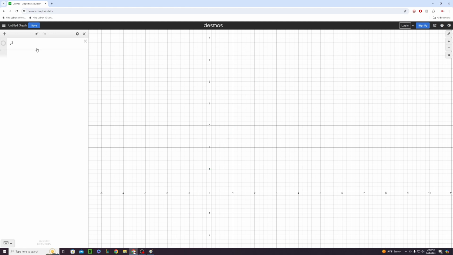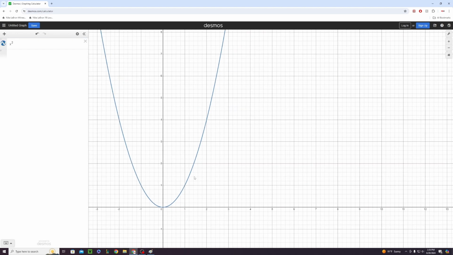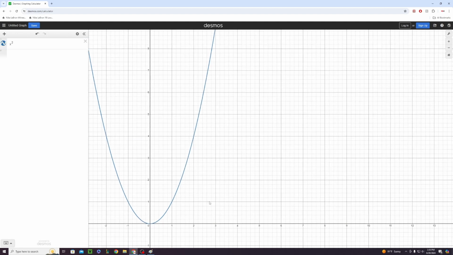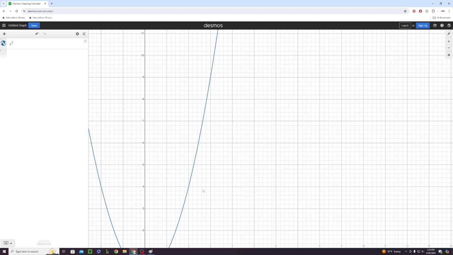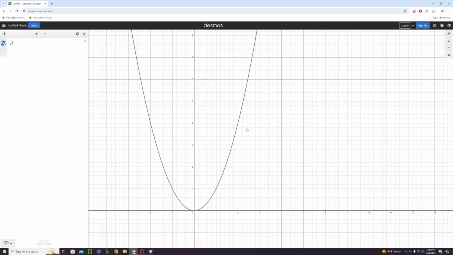But for a function like x squared, there is no one constant rate of change, because from 0 to 1, the y value increases by 1. But from 1 to 2, the y value increases by 3, from 1 to 4. And from 2 to 3, the y value changes by 5, from the y value 4 to 9. So obviously the rate of change is increasing.